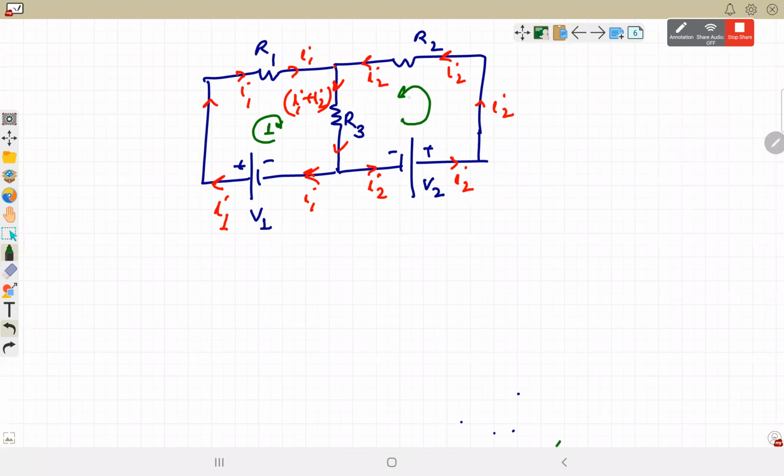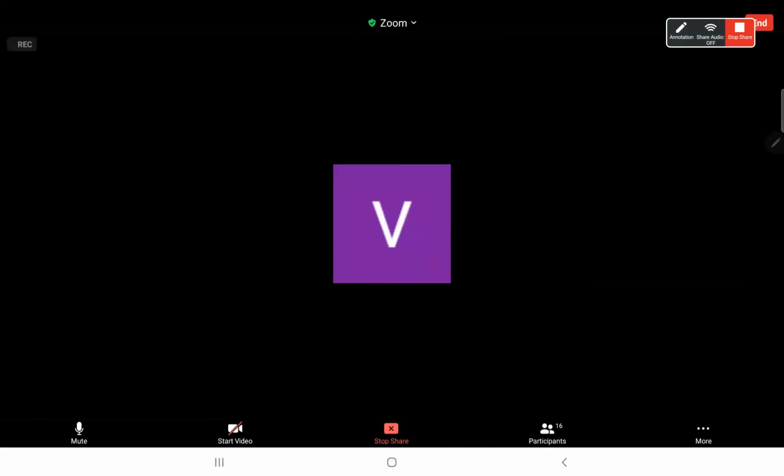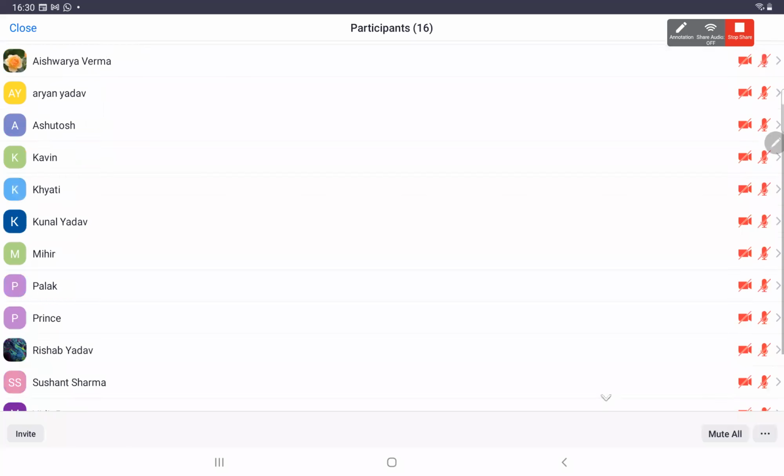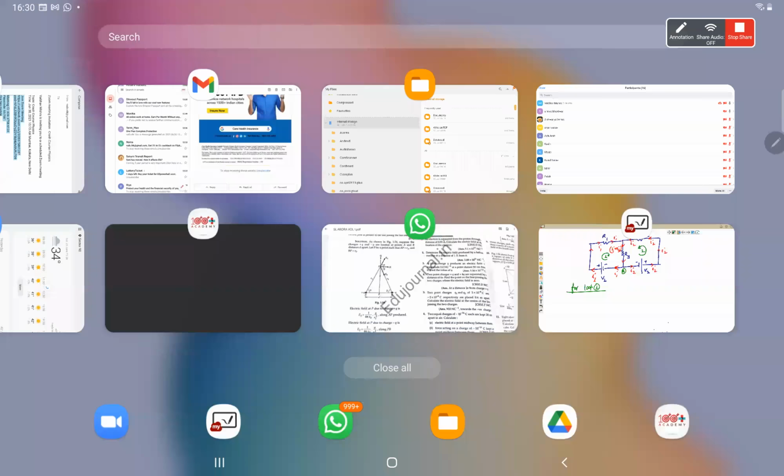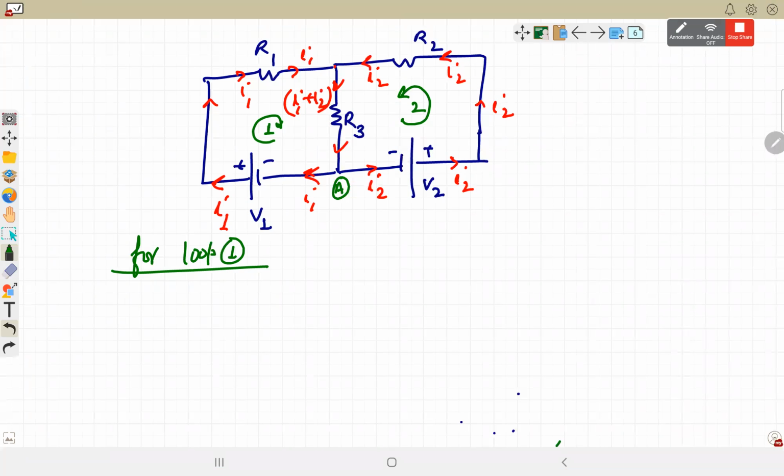So there are two loops. In fact, there are three loops. Independent loops are only two. We can write the equation of any loop in clockwise direction or anti-clockwise direction. Any direction you can write, the equation will be exactly same. So let's say we start from this common point A. Start from point A, then in the direction of current.